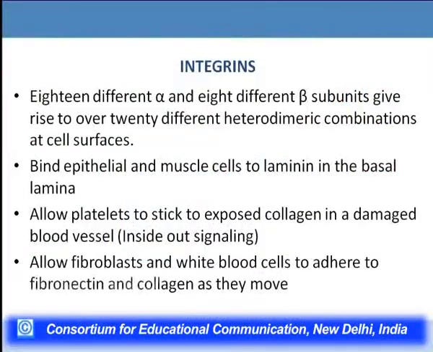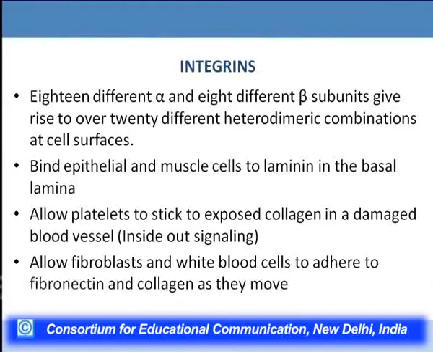Now, another component which is necessary for interaction between the cell and the extracellular matrix is integrin, and this particular molecule is not found in the extracellular matrix. Instead, it is found in the plasma membrane. As the name suggests, integrin is an integral membrane protein which has a domain which projects out from the plasma membrane into the extracellular matrix.